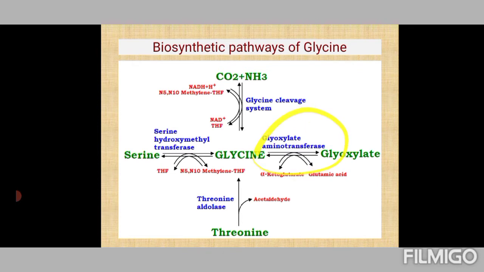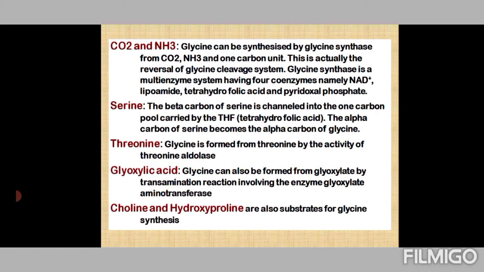And this one is a transamination reaction, the interconversion of glycine and glyoxylate. Glyoxylate, obviously, is an alpha keto acid. Here again, there is another alpha keto acid involved, and the enzyme involved is glyoxylate aminotransferase. Let us see one by one. Before that, you can go through this. Whatever I explained just now is written here.